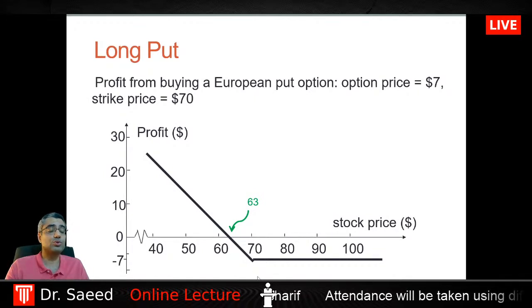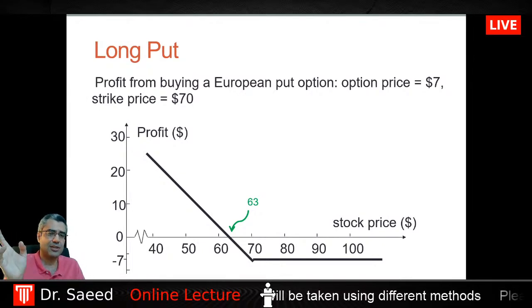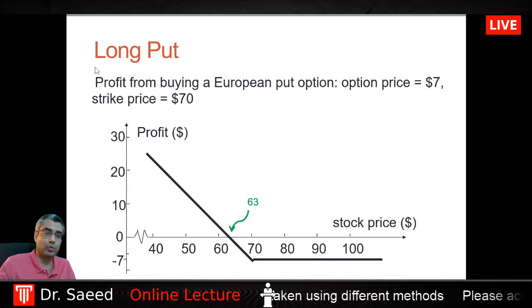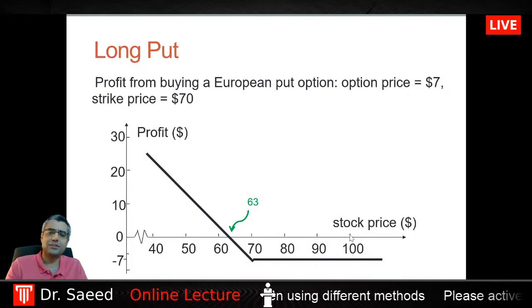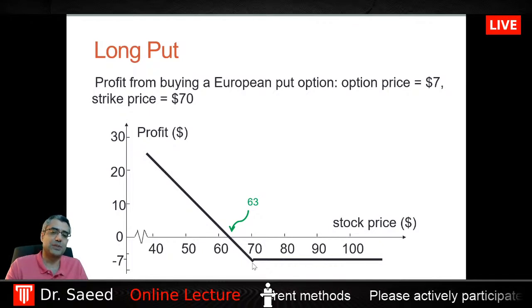But if the price goes above 70, like let's say in the market now the price is 100, will you sell the underlying asset when the Apple stock in the market is 100? Will you use this contract to sell it at 70? No. Why should I sell it cheaper? So I won't exercise the contract. I'm long, I bought the contract, so I have the right to exercise it. My loss is limited to the premium that I paid in the beginning to buy this contract. So my loss is limited to $7.